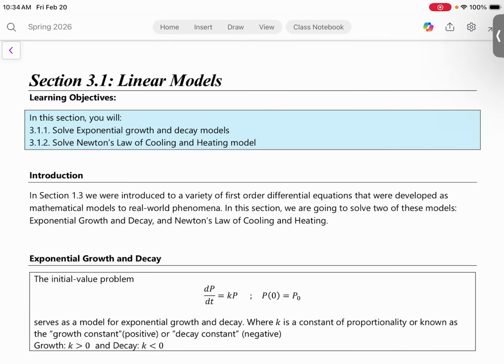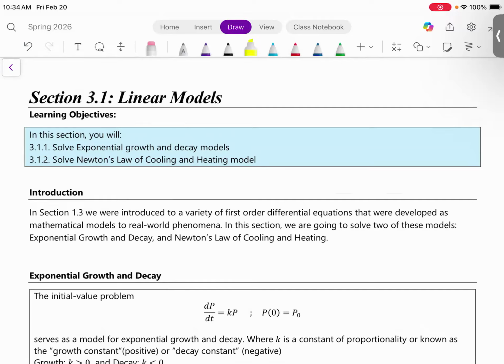In this section, we're going to take another look at linear models, differential equations as mathematical models. So we're going to learn in this section how to solve exponential growth and decay models and solve Newton's law of cooling and heating model. We're going to take a look at a couple different exponential growth and decay models and then finish up with Newton's law of cooling and heating.